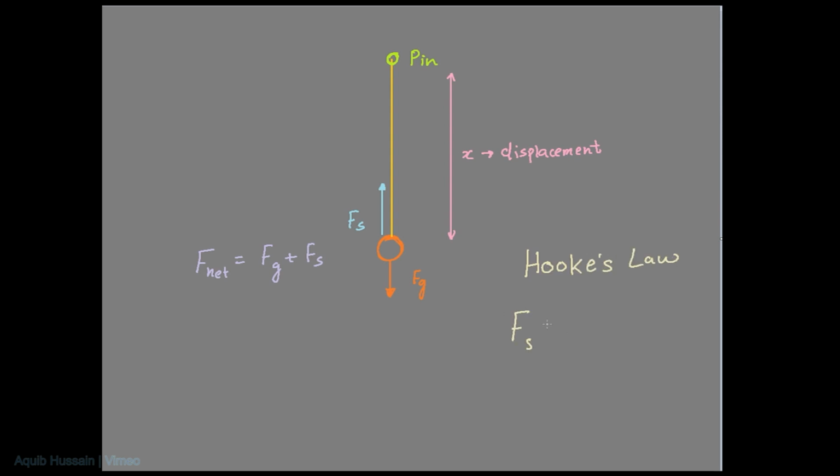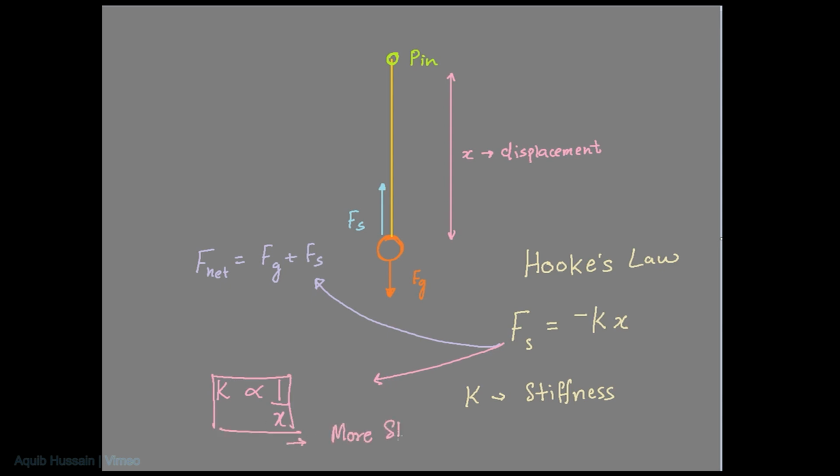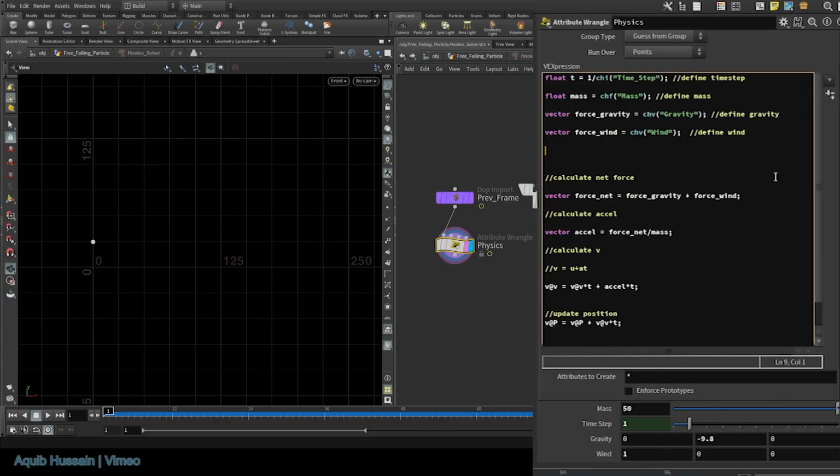So from Hooke's law, we have this formula, which states, force acting on a particle under the influence of a spring would be equal to negative of the displacement multiplied by its stiffness value. So it's clear that this force will make our particle dangle at a distance that will be inversely proportional to its stiffness value. Let's jump back into Houdini and implement this formula in the solver.